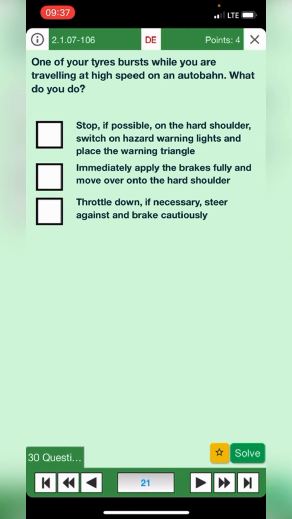Let's continue. One of your tires bursts while you are traveling at a high speed on an autobahn. What do you do? Stop if possible on the hard shoulder, switch on the hazard warning lights and place the warning triangle. Yes. Immediately apply the brake fully and move over onto the hard shoulder. No, you should not do that. You should not do emergency braking on the autobahn. Throttle down and if necessary steer against and brake cautiously. Yes. That sounds logical. Solve.